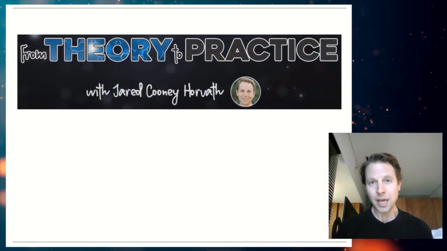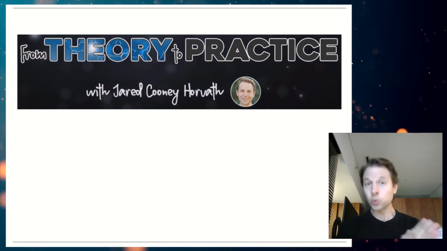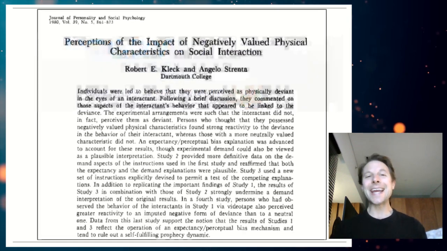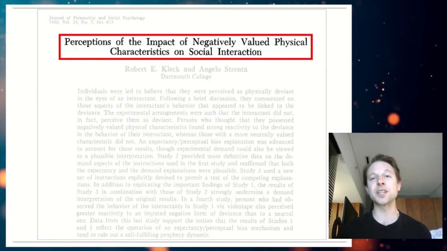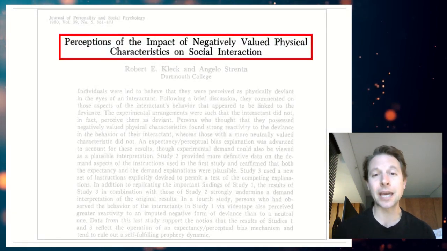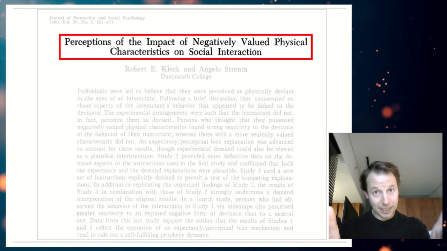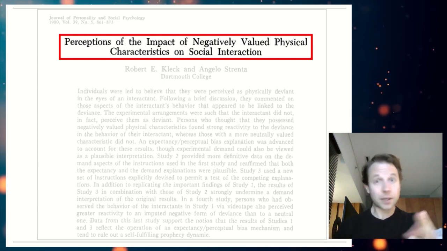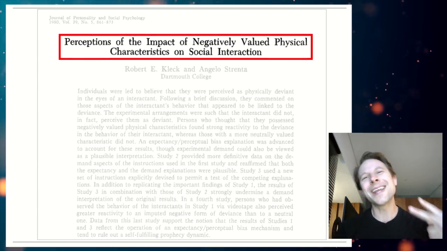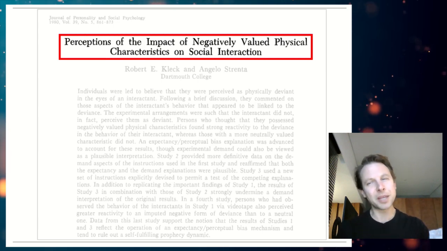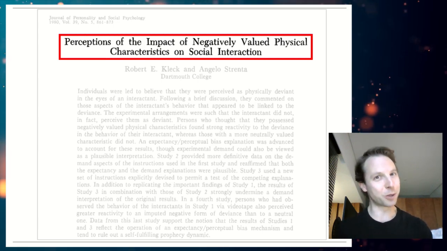Now, the article I've selected this week is an oldie, but a goodie. It's from 1980. It's called Perceptions of the Impact of Negatively Valued Physical Characteristics on Social Interaction by Kleck and Strenta. Now, why have I selected this? I selected this paper, one, because it's really interesting, but two, it also shows great thinking on the part of the researchers, something I think a lot of us are lacking in modern research.